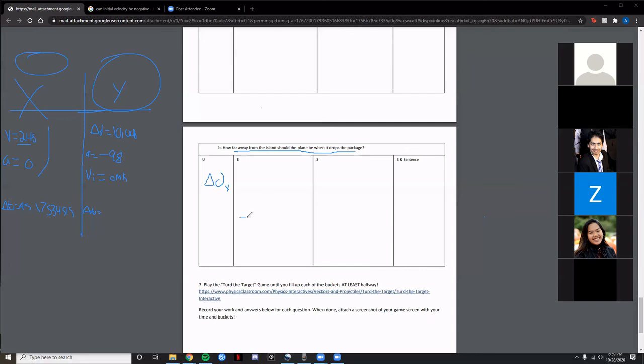So delta D equals V of I times delta T plus 1/2 of A times delta T squared. All right, if we're doing Ms. Kelly's way, which we really don't. What's a life hack from Andrew that we learned if we have a 0? Anyone remember? It takes out the whole thing.